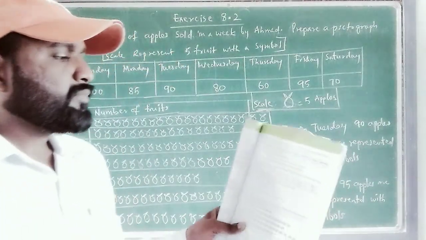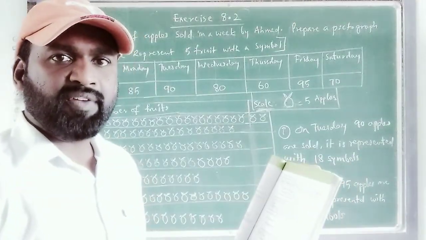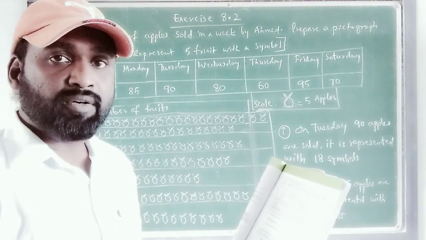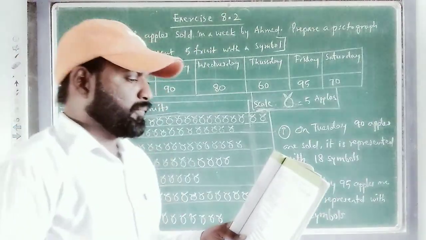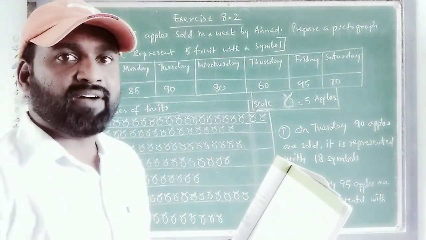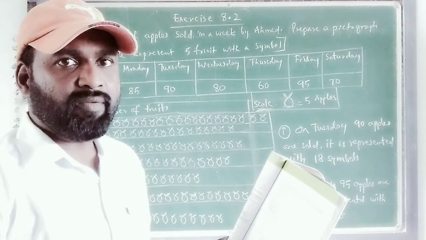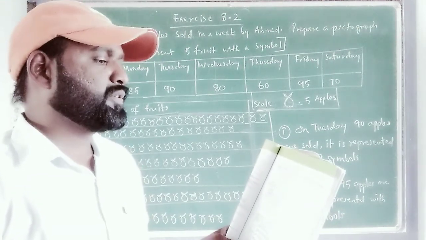See, sun is 400. That means 400 divided by 50, how much will it come? 8. That means you have to show the sun symbol 8 times. Next, pot. Pot symbol, how many times do you have to show? 11 times. Why? Because we are taking 50, no? So 50, 11s are 550. So 11 pots you have to show.